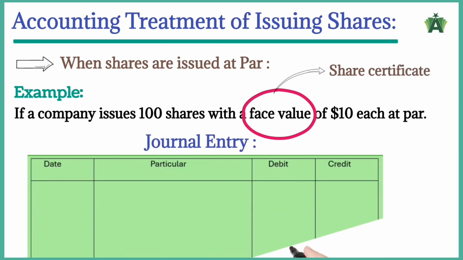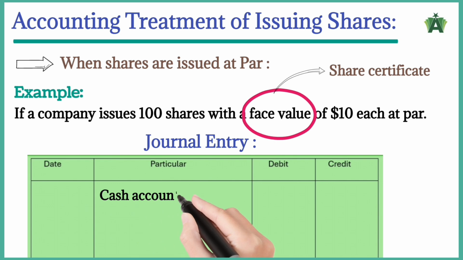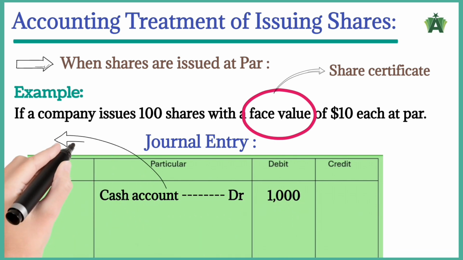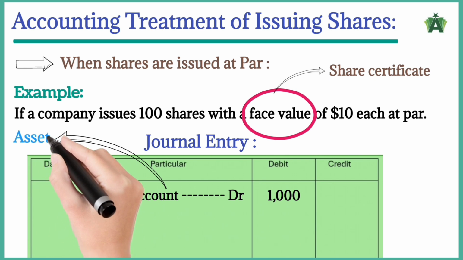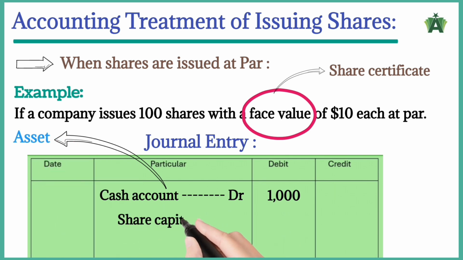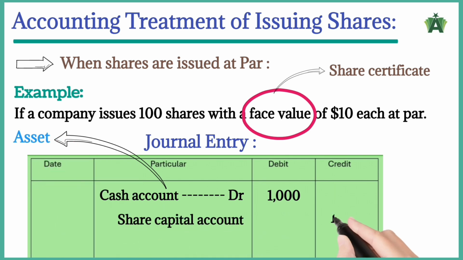The journal entry will be cash account debit $1,000. This account is debited to reflect the increase in assets received from the issuance of shares. Share capital account credit $1,000. This account is credited to record the par value of the shares issued.